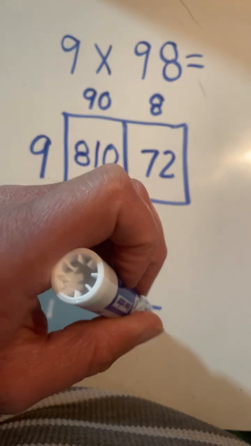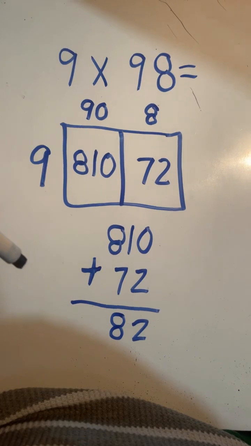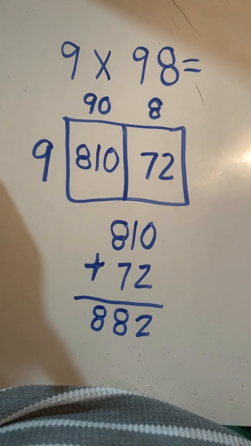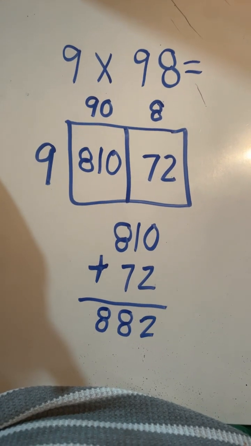0 plus 2 equals 2. 1 plus 7 equals 8. 8 plus 0 also equals 8. And we have our final answer. 9 times 98 equals 882.